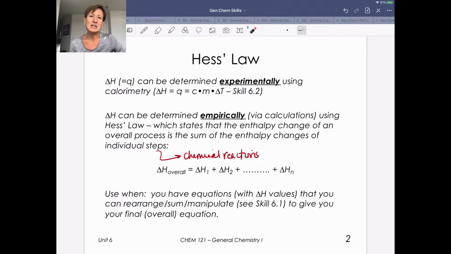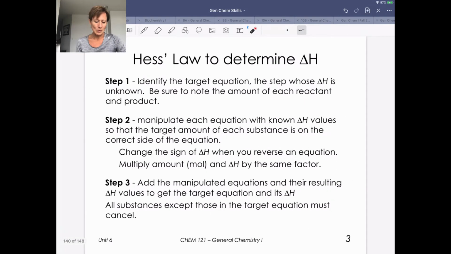So a couple of bookkeeping things to think about here, and then we'll go through one example, right? The first thing we want to think about is identifying what your target equation is. Maybe it's something that is provided for you. Maybe it's something you need to take chemical names and make them into a balanced chemical equation. But again, we're going to have an equation whose delta H is unknown. We want to make sure that we take into account the amount of each reactant and product. And when we go through a couple of examples in class, we'll talk a little bit more about what we mean by that. And then we're going to manipulate given equations with known delta H values so that we can sum these up and then have our overall target equation.